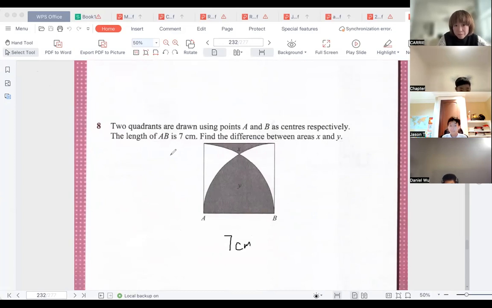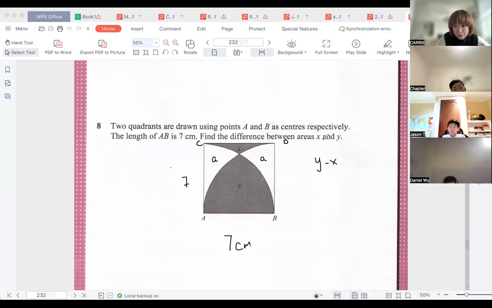So AB is 7, and we see CD is also 7, correct? And AC is also 7, because AC represents the radius of the circle, and AB also represents the radius of the circle. Correct, everybody? Okay, if I name this one A and this one A, do you think the two A's are equal to each other? Correct?